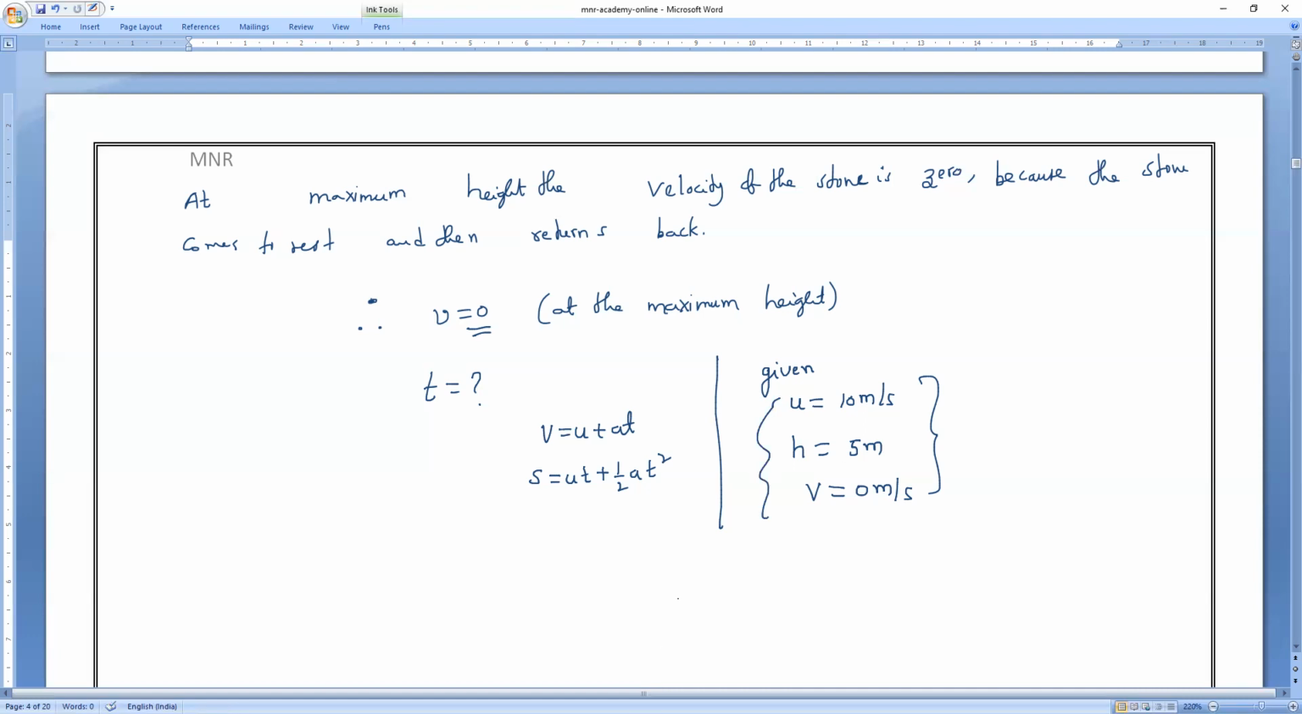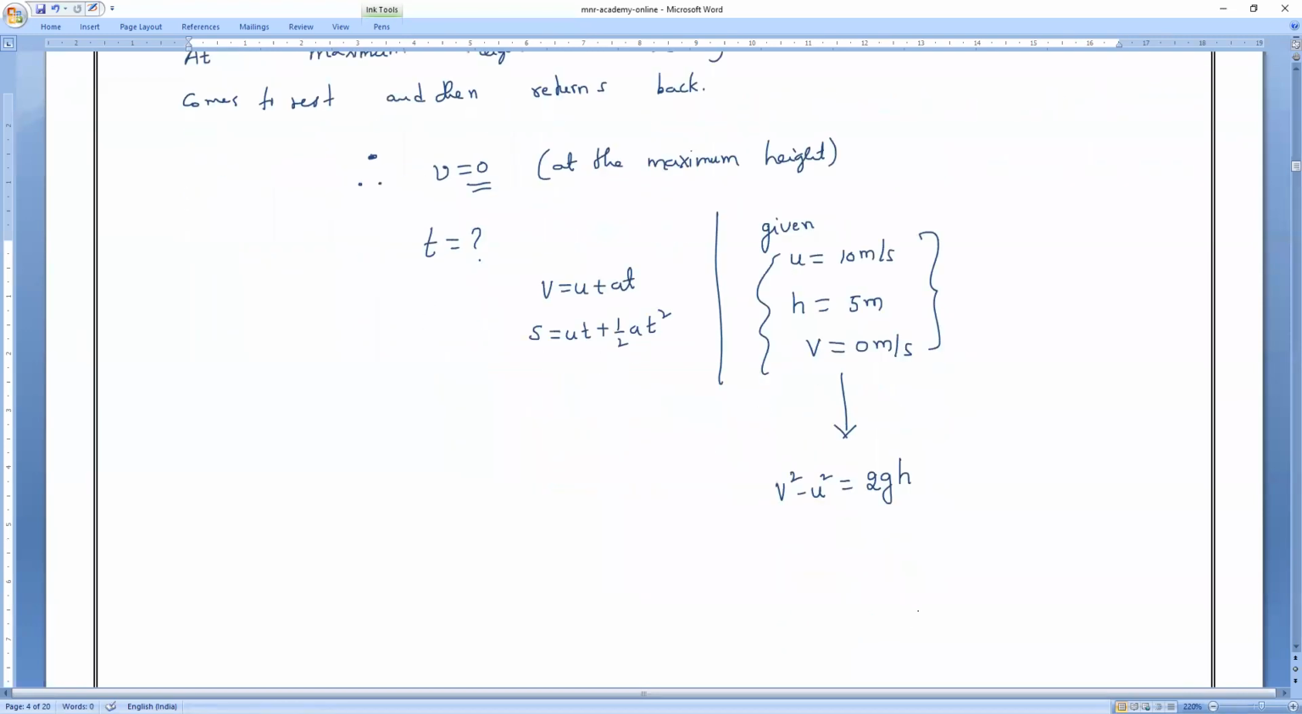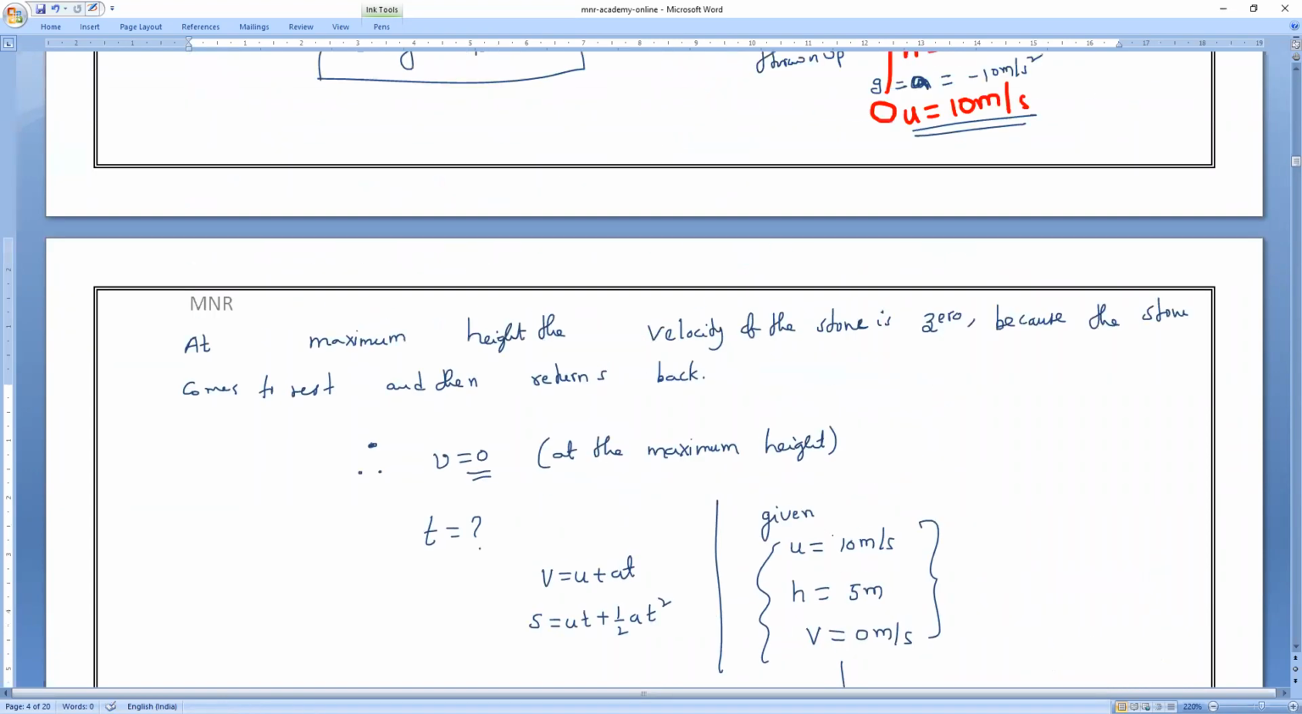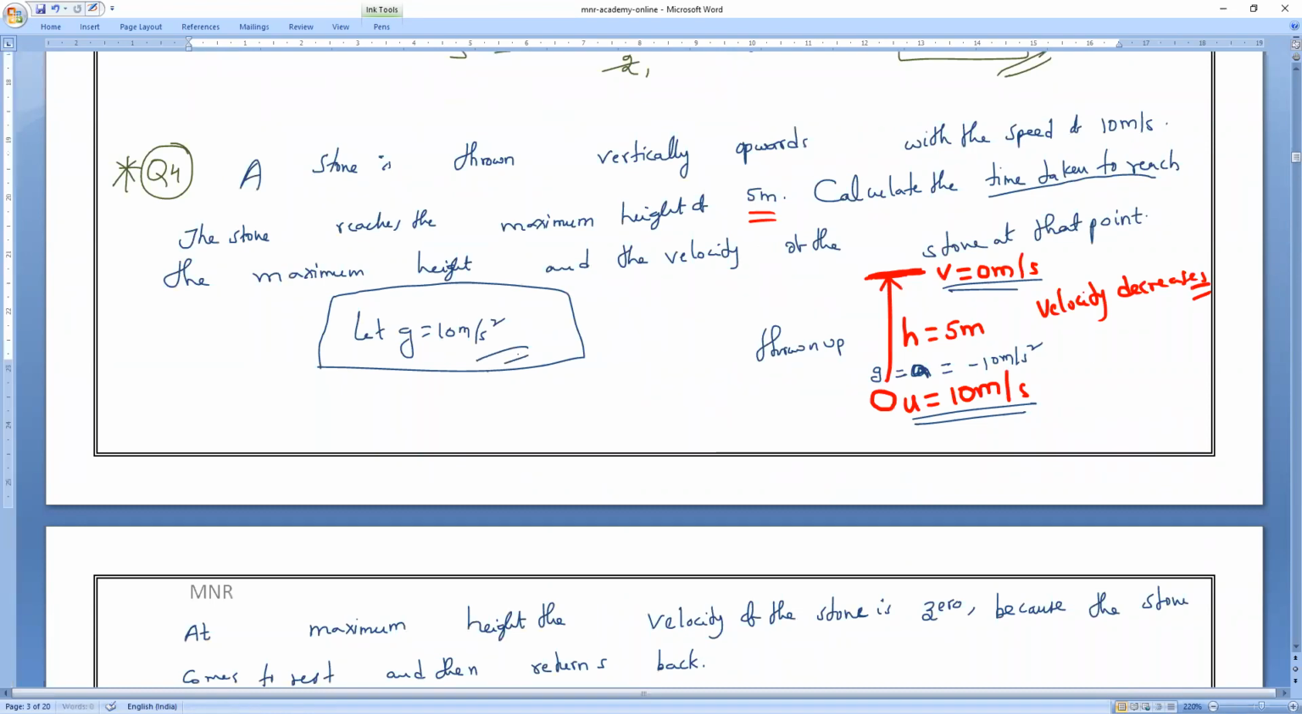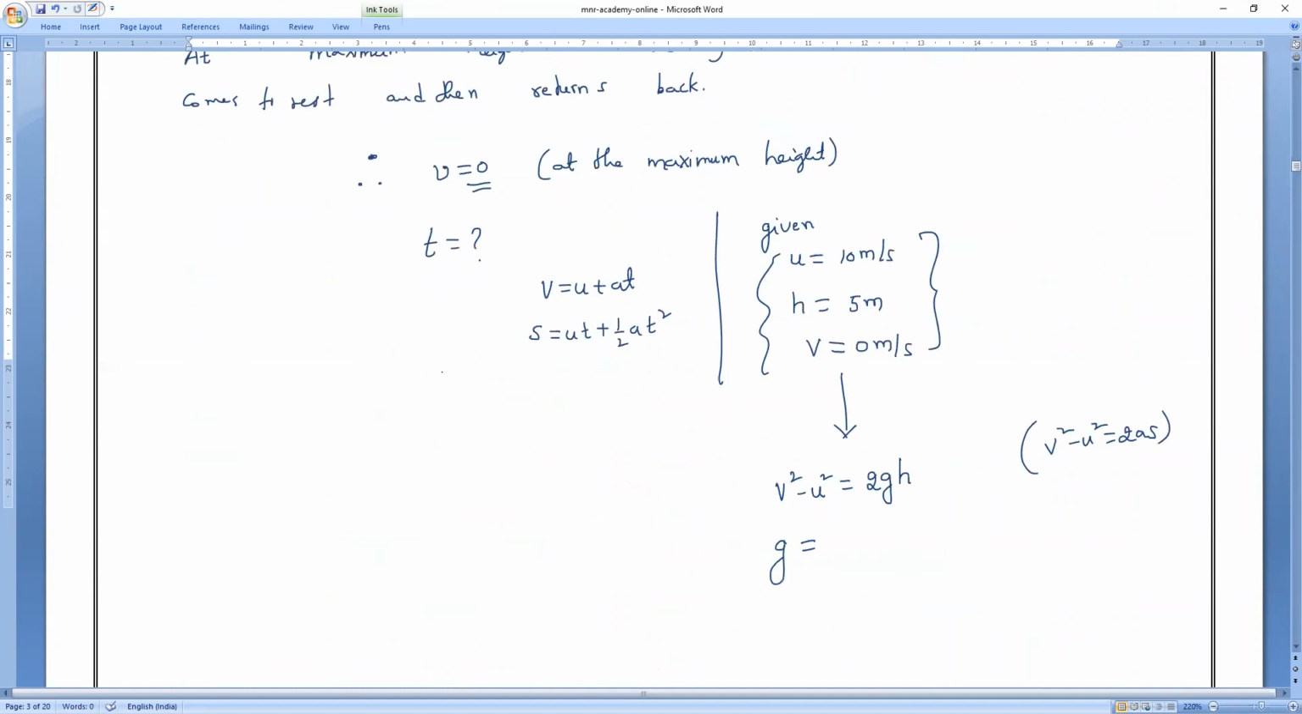Now, with the help of this data, you can find acceleration. Can you tell me what formula we can use? The third formula: V square minus U square is equal to 2AS, or 2GH. Nothing wrong. So we want G. Actually, 90% of people will take G as 10 meter per second square, but we don't want that. We will calculate it.